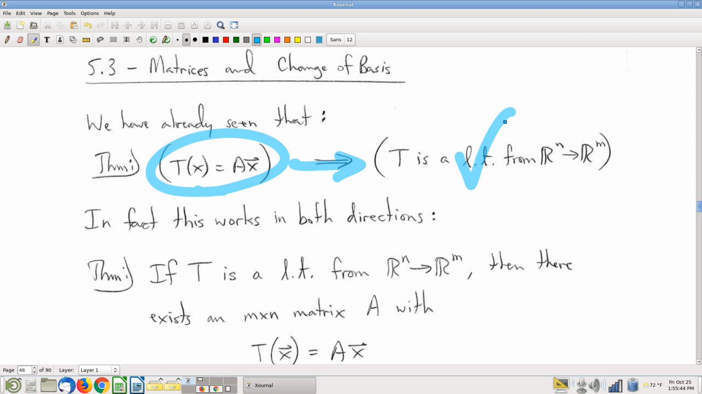Okay. What we did not see previously is the question of whether this goes both ways. Is it true that if you have a linear transformation from Rn to Rm, it is necessarily a matrix? Is there necessarily a matrix that creates this linear transformation? Well, that's a hard question. If your question is, does something always exist?